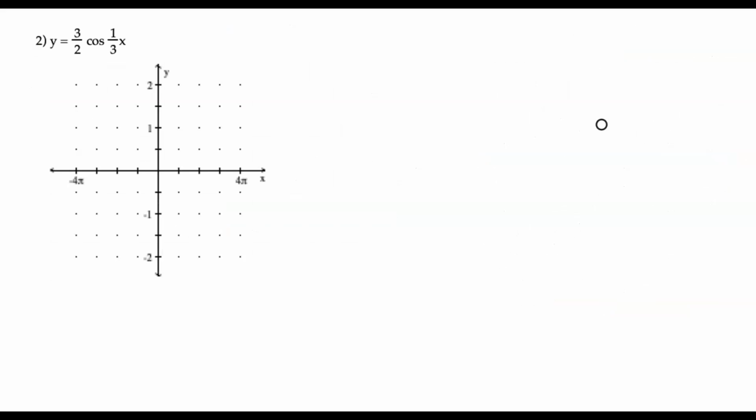Okay, taking a look at this function here, y equals 3 over 2 cosine of 1/3 x, we should note that our amplitude has certainly changed. So we're going to make a note of that. Our amplitude in this case is going to be 3 over 2 units. So about 1.5. Well, exactly 1.5 to be certain.